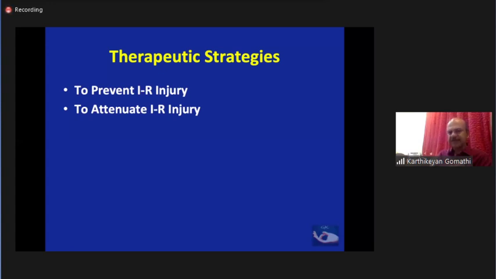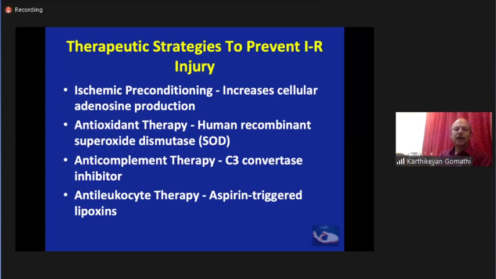You can prevent this reperfusion injury, or you can attenuate it. Now, there are different ways of preventing this injury. One is ischemic preconditioning, that is, it increases the cellular adenosine production. The second is antioxidant therapy, especially human recombinant superoxide dismutase.